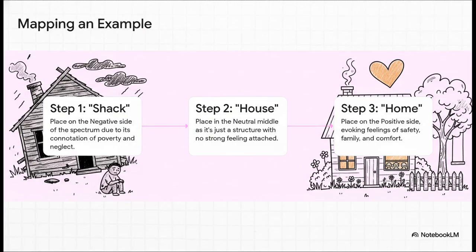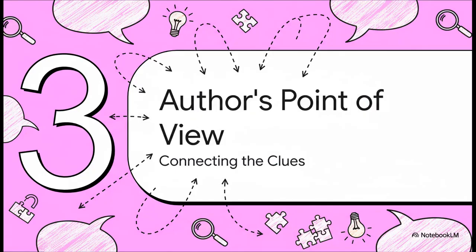All right, let's use our example from before to see how this works. Step 1, the word shack. It's got a negative vibe, makes you think of neglect. So it goes way over on the left side of the spectrum. Step 2, house. It's just a building, no real feeling there. We'll pop that right in the neutral middle. And step 3, home. That word just feels good. Comfort, family, safety. It lands squarely on the positive side. See? It's that easy.